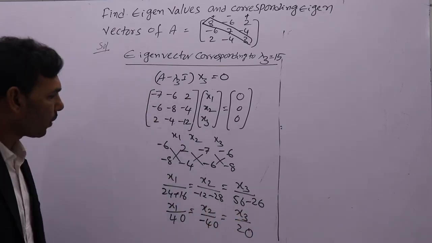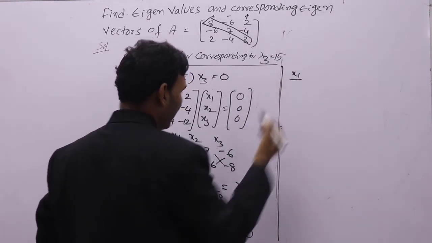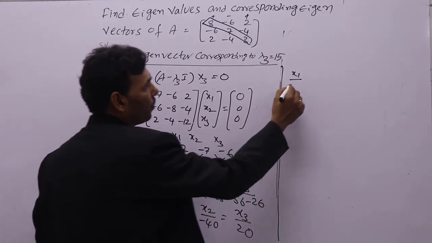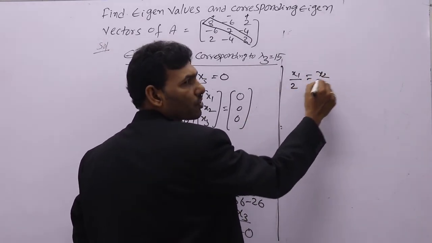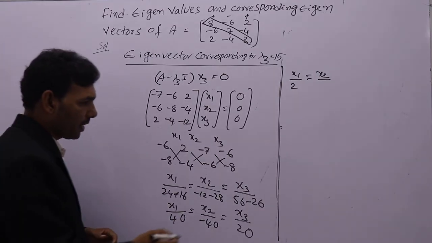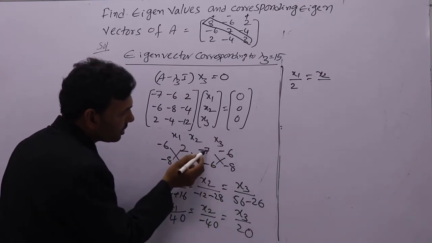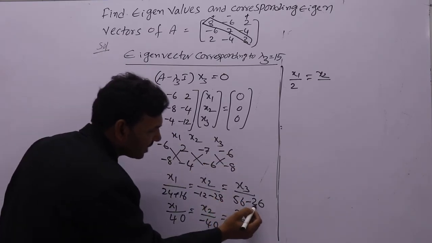Now cancel with 20. If you cancel, what you will get? x1 by 2, x2 by... 56, sorry, 7 times 8 is 56, 6 times 6 is 36 here.